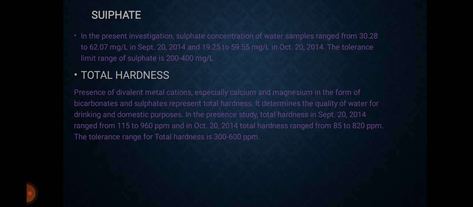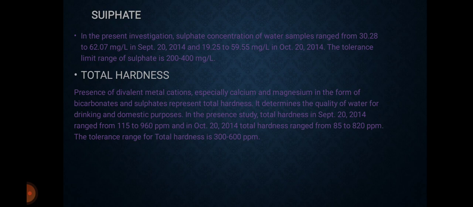Sulfate. In the present investigation, sulfate concentration of water sample ranges from 30.28 to 62.07 mg per liter in September 2014, and 19.25 to 59.55 mg per liter in October 2014. The tolerance limit range of sulfate is 200 to 400 mg per liter.